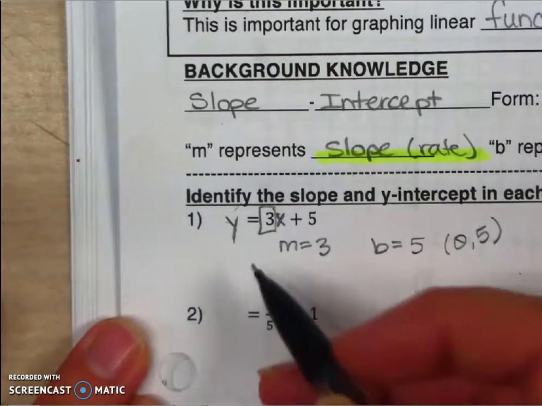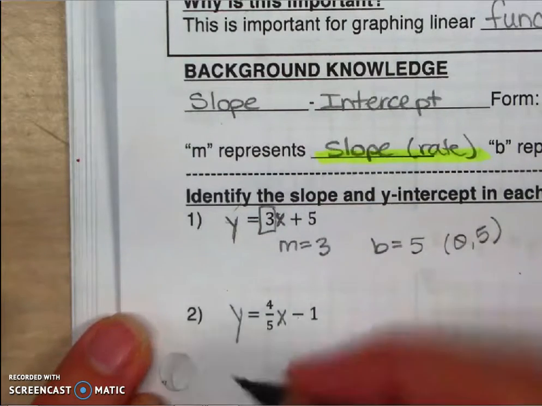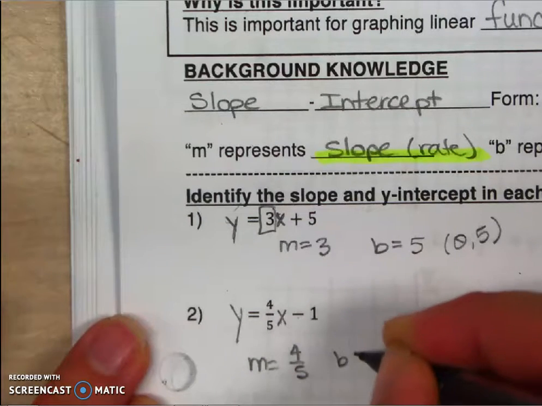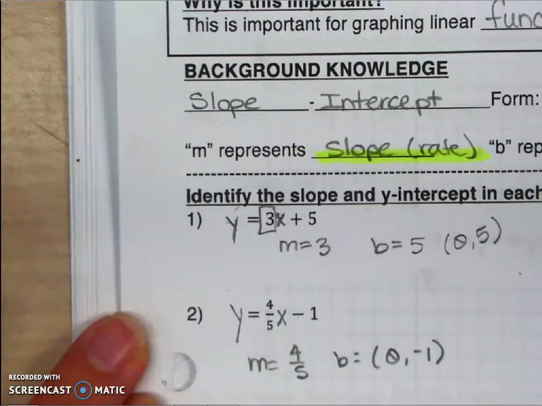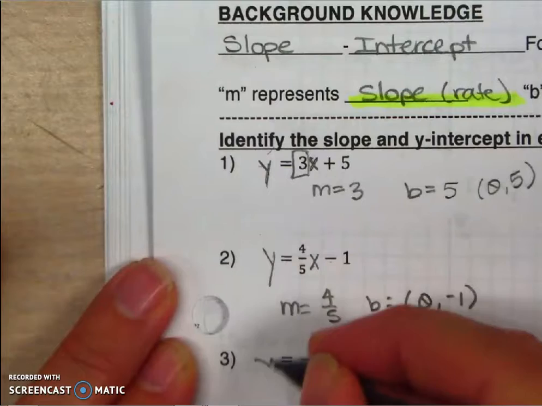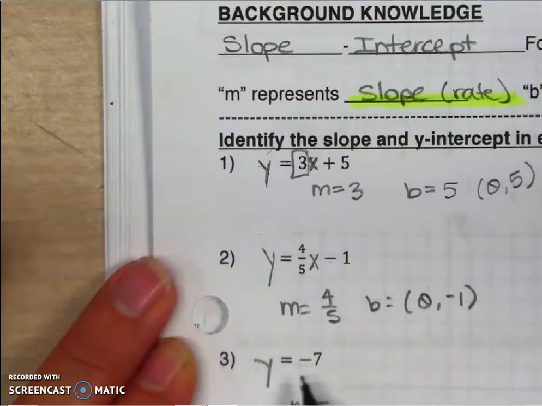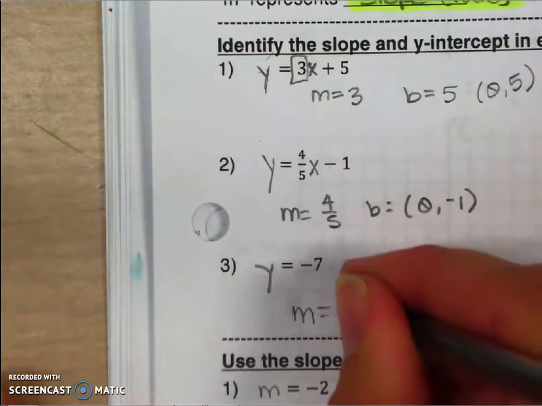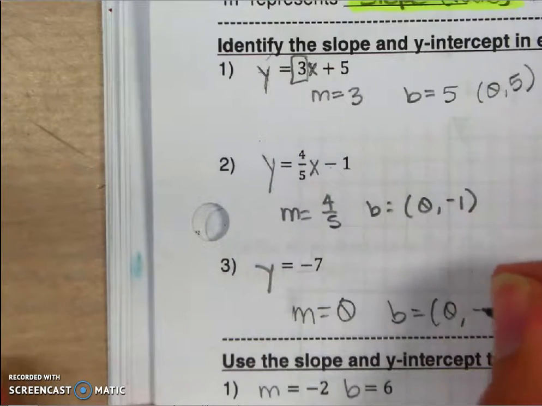Let's look at number 2. Y equals 4/5 x minus 1 means the slope is 4/5, and the y-intercept is (0, -1). Ta-da! What about this one? Y equals 7. All right, m equals, now do we have an x in here? Is there any x to see what number's in front of it? Well, no. So this slope is going to be 0. And the y-intercept is (0, 7). Ta-da!